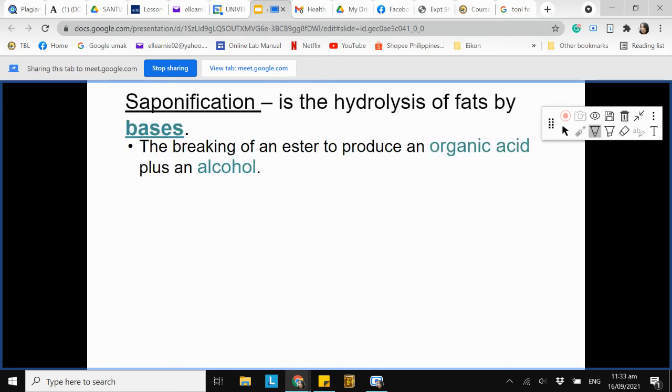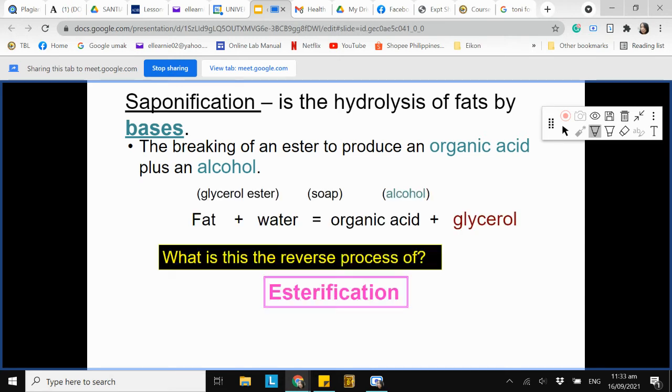Okay? Then saponification is the breaking down of ester to produce organic acid and alcohol. So this is the reverse of the previous one. Okay? So saponification is the reverse reaction of esterification. Okay?